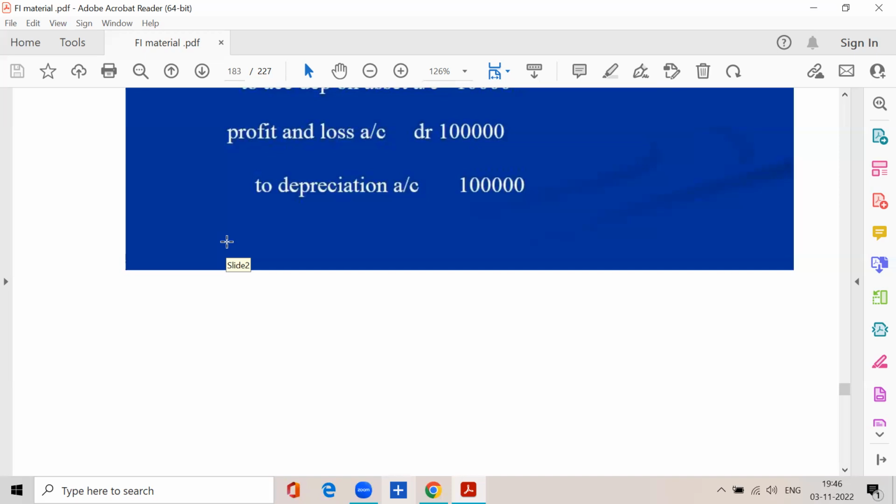The master record is identified with a number, and the number is taken from the asset classes. The fixed asset master record number is taken from the asset classes.